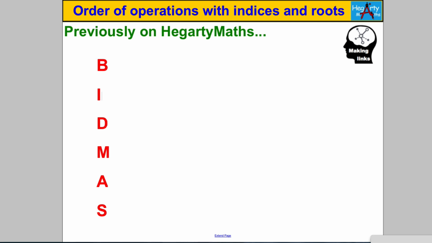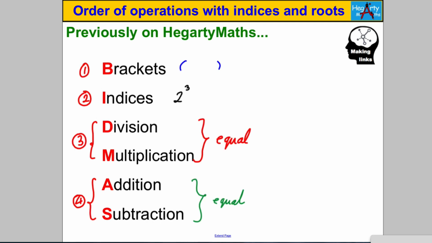We did notice that there were some problems with it, but do you remember what BIDMAS stood for? Could you fill in what BIDMAS stands for? Well, hopefully you got the following. Brackets is the number one thing. We should do the operations in brackets first. Then we should do any indices or powers next. Division and multiplication are equal third weighting, and addition and subtraction are equal fourth weighting.